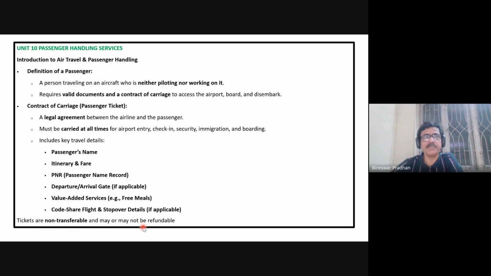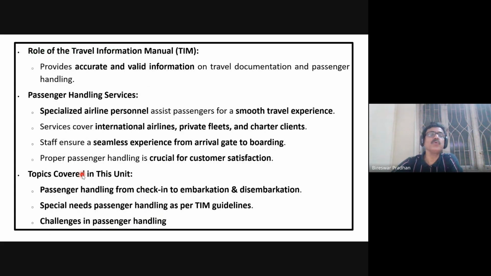may not be refundable. So these are the passenger name, itinerary, fare, PNR, departure, arrival, value-added services, and codeshare. These details should be there. Now we are coming to the role of the travel information manual: provide accurate and valid information on travel documentation and passenger handling.